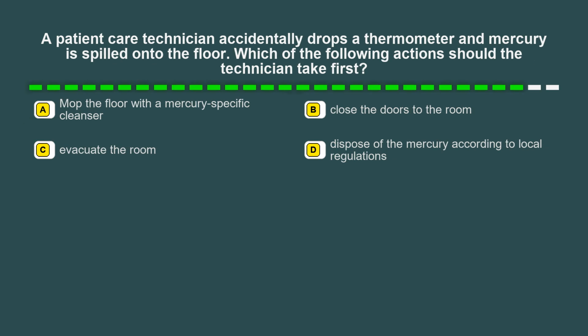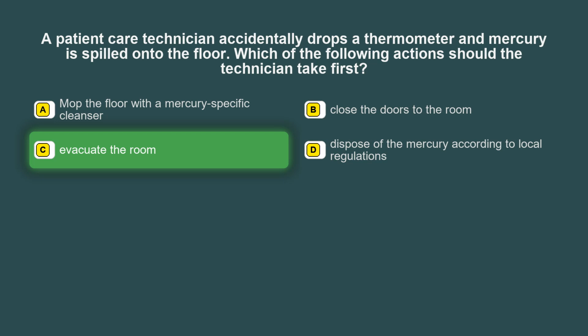Question 59. A patient care technician accidentally drops a thermometer and mercury is spilled onto the floor. Which of the following actions should the technician take first? Option A, mop the floor with a mercury-specific cleanser. Option B, close the doors to the room. Option C, evacuate the room. Option D, dispose of the mercury according to local regulations.